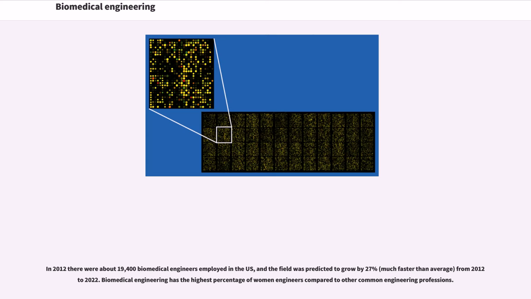In 2012, there were about 19,400 biomedical engineers employed in the U.S., and the field was predicted to grow by 27%, much faster than average, from 2012 to 2022. Biomedical engineering has the highest percentage of women engineers compared to other common engineering professions.